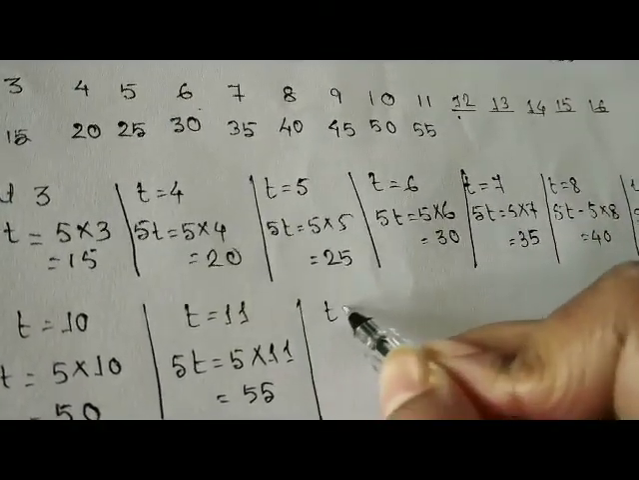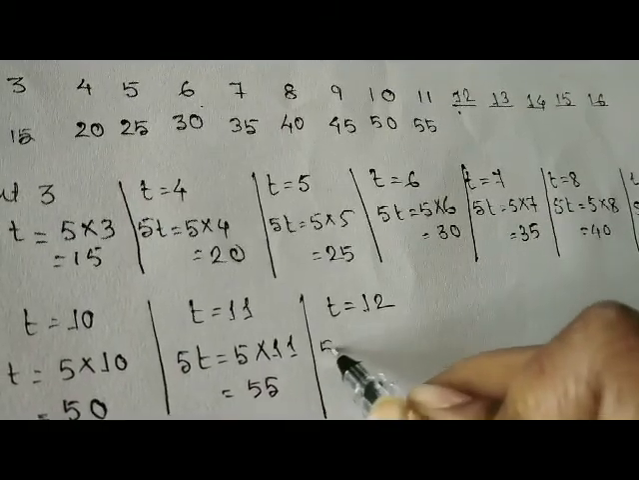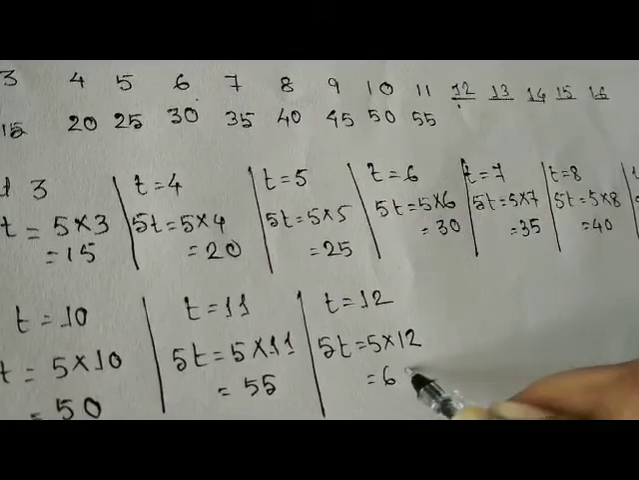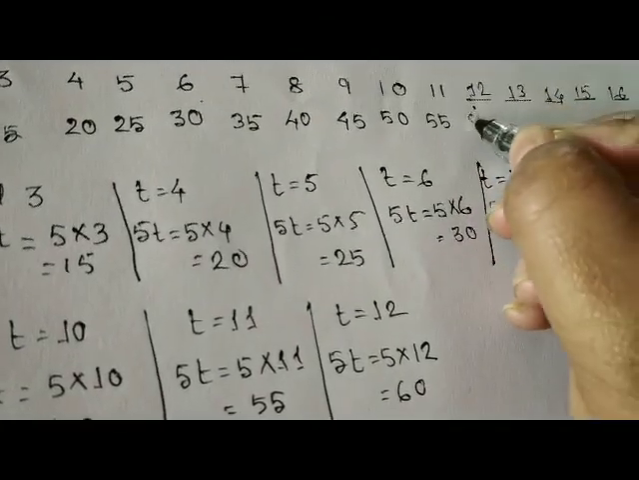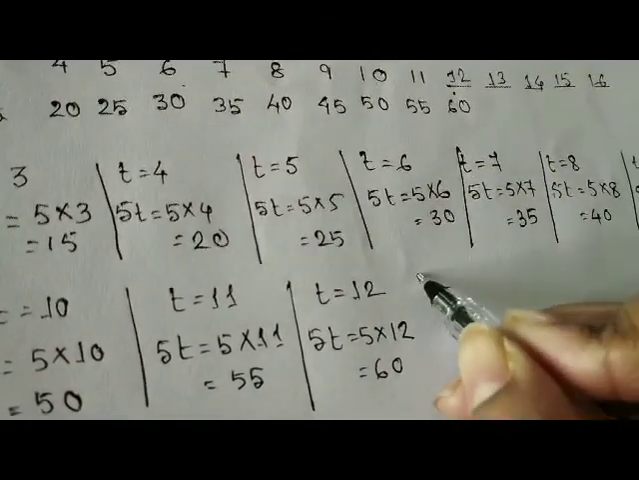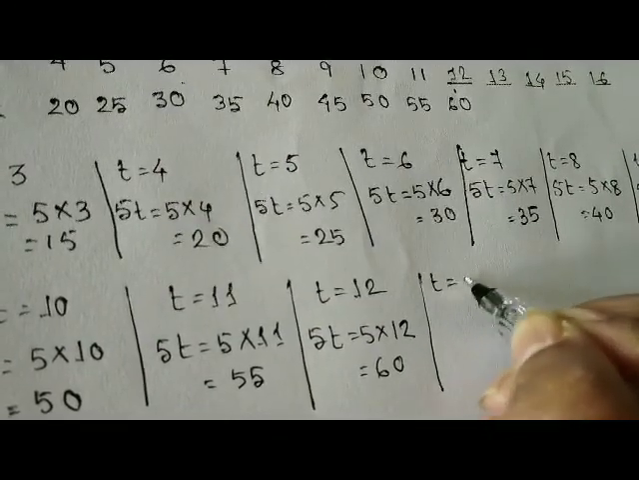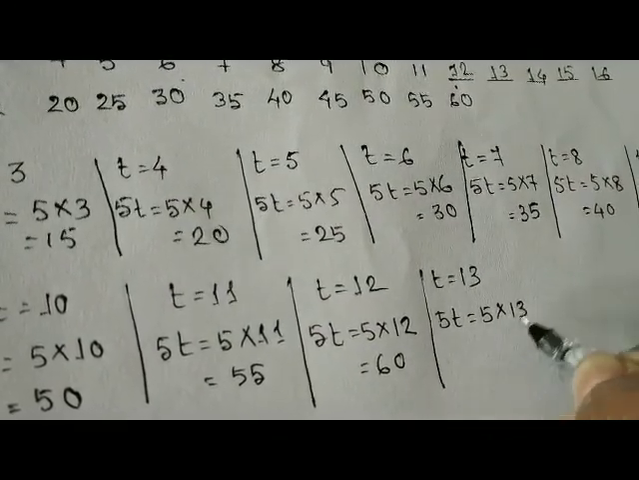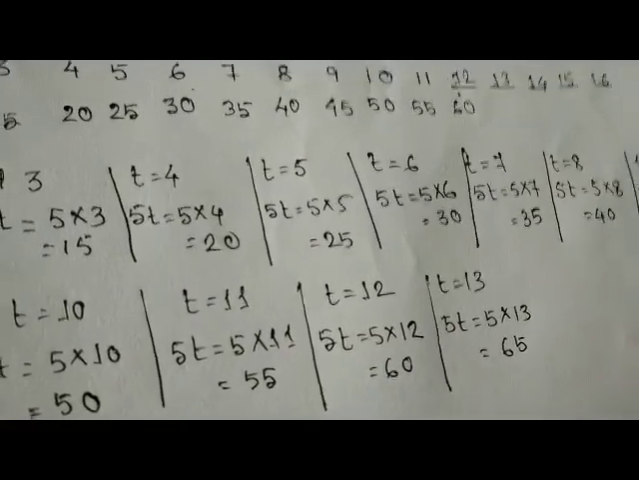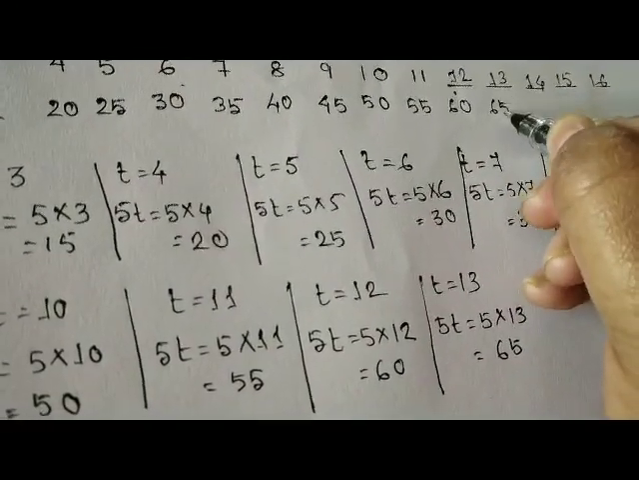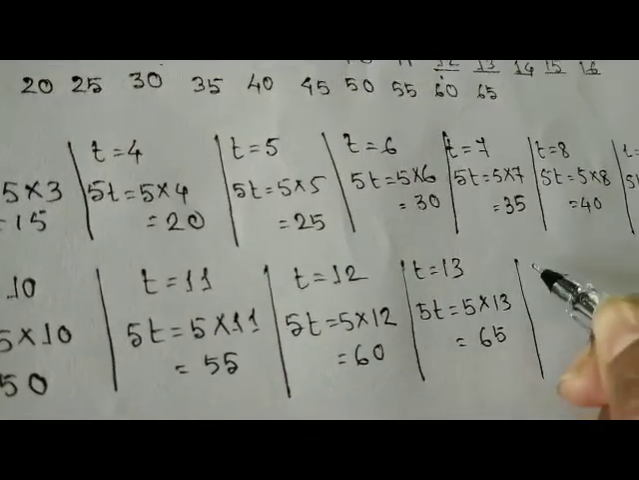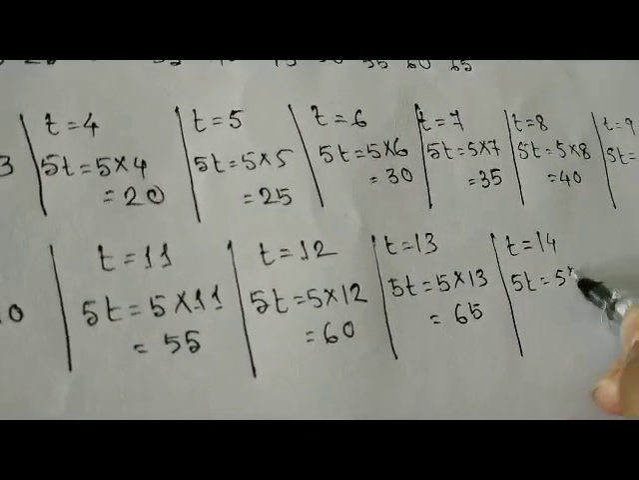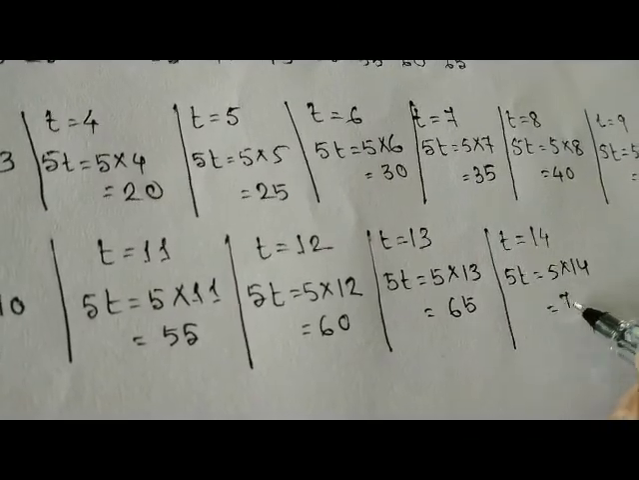So t is equal to 12 now. Again 5t, 5 into 12, which is 60. So here we will put 60. Now t is equal to 13. So 5t is equal to 5 into 13, which is 65. So here we will put 65. Now t is equal to 14. So 5t means 5 into 14, 70.